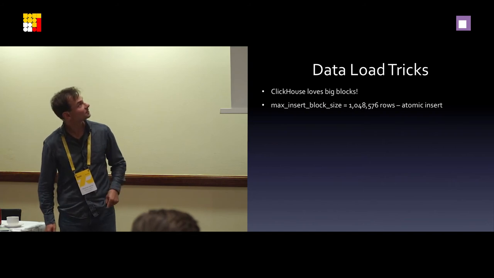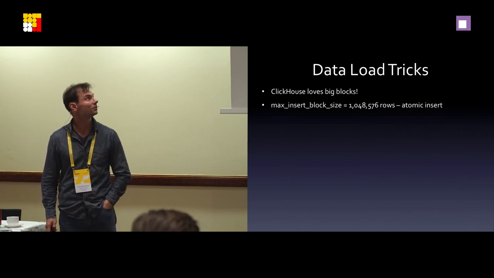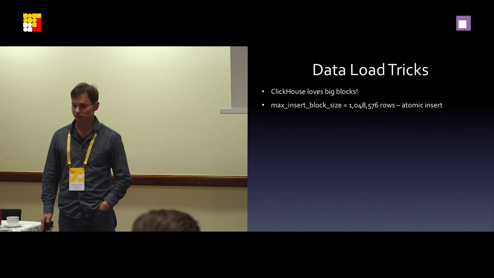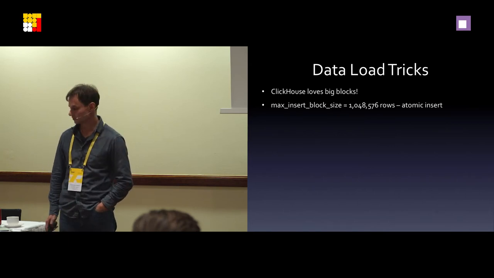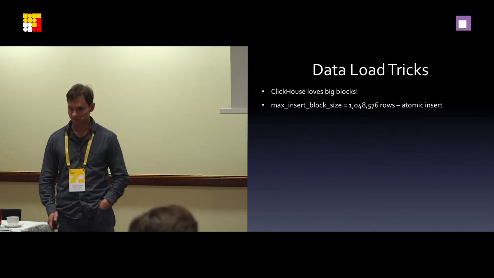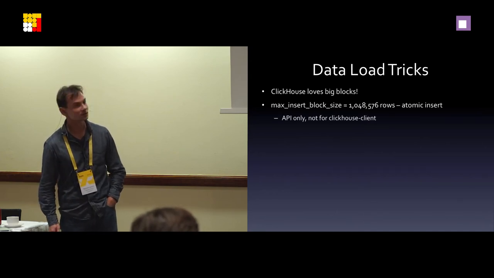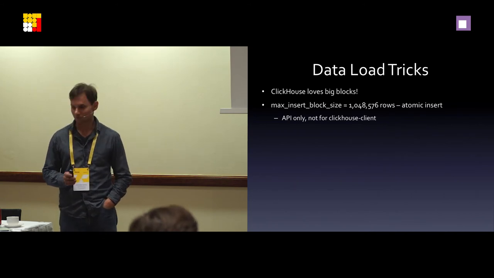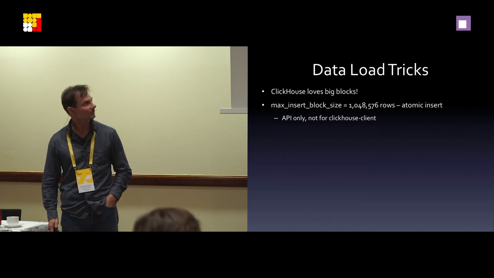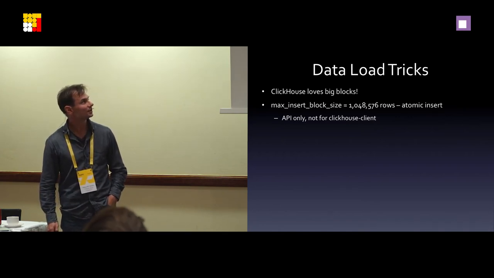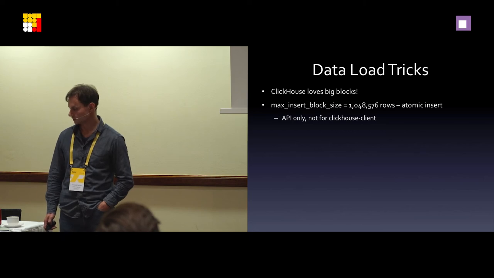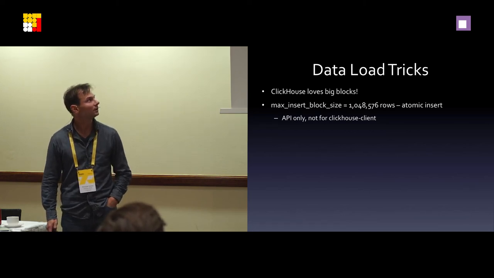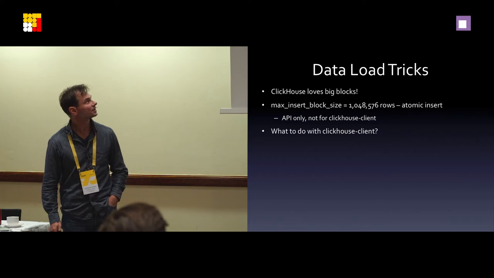By default, it has a sort block size of 1 million rows. Just that insert is atomic if you insert the data of this block size. However, there is a caveat here. If you read the documentation carefully, you will figure out that it's only for the API and not for ClickHouse client, the utility that you will probably use most. So how do you load data atomically if you're using ClickHouse client, if you want to have a different data size?